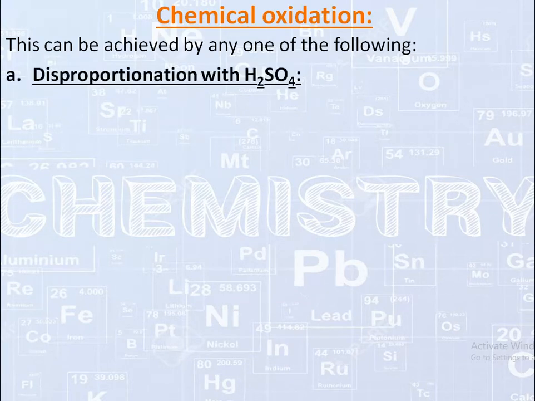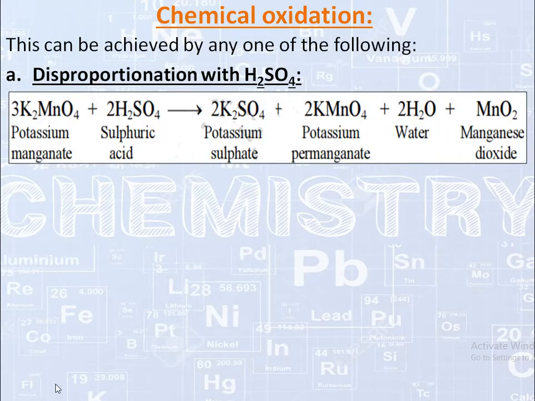So first is disproportionation with H2SO4, sulfuric acid. So conversion of potassium manganate into potassium permanganate with H2SO4. For this the reaction is, when potassium manganate is reacted with sulfuric acid, we get potassium sulfate, our final product potassium permanganate, water and manganese dioxide, which is our starting reactant, that is pyrolusite ore.